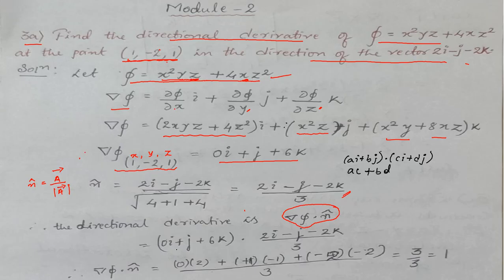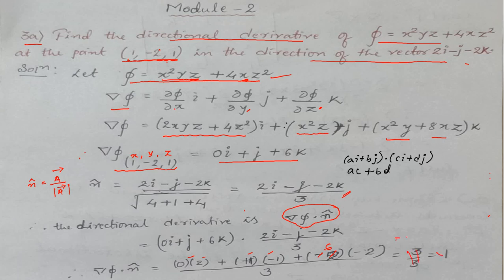Here we have del phi dot n cap. So when I multiply, n cap is given by 2 by 3, minus 1 by 3, minus 2 by 3. So 0 into 2 plus 1 into minus 1. This is what I have written here. Here you can make a correction: it is plus 6, 6 into minus 2. We are going to simplify further.